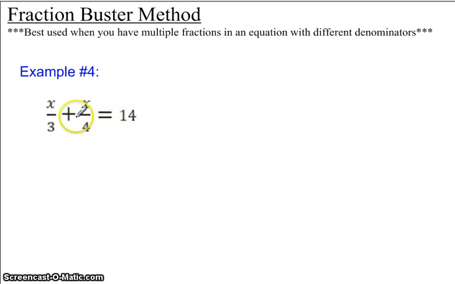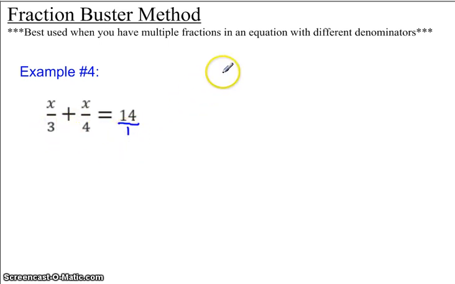You can't use cross multiplication because I got more than one fraction on this side. And first of all, this is 14. I'm going to think of it as 14 over 1. Now here's what we do. We have three denominators in this problem. We have a 3, a 4, and a 1.